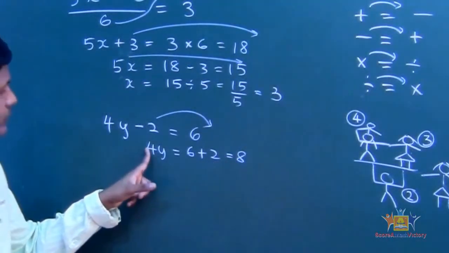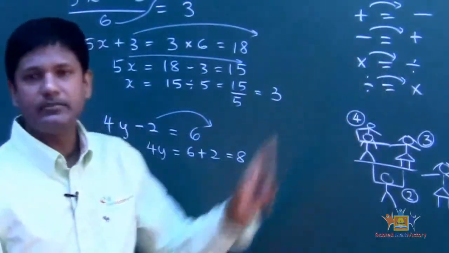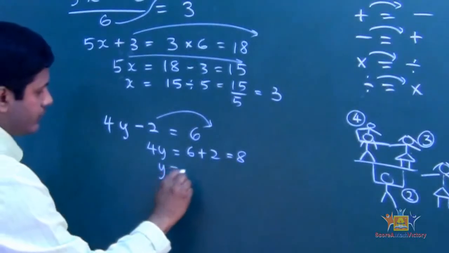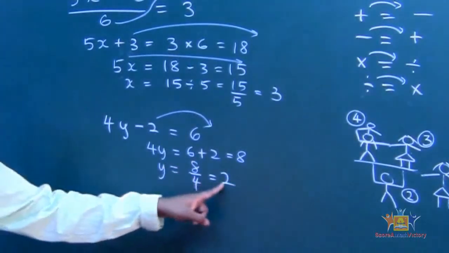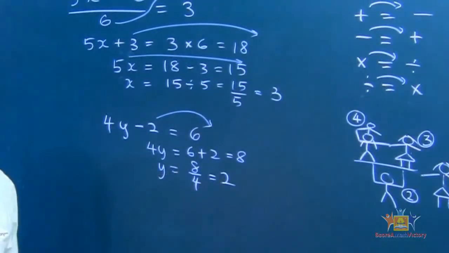And what's your little brother's doing? Multiplying. Across the bridge becomes division. So y equals to 8 over 4, which is 2. 8 divided by 4 is 2. So y is 2. See that? Pretty easy, isn't it? Okay.